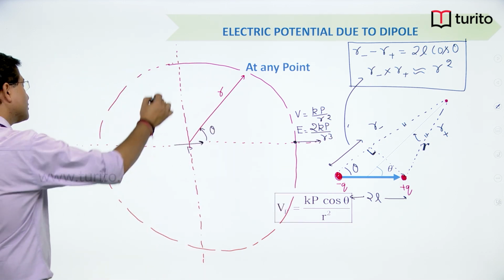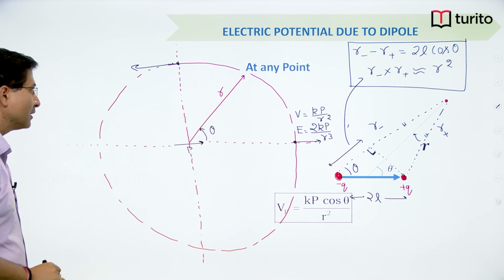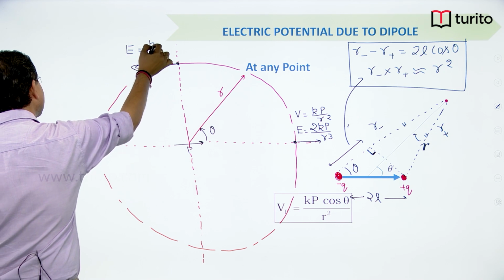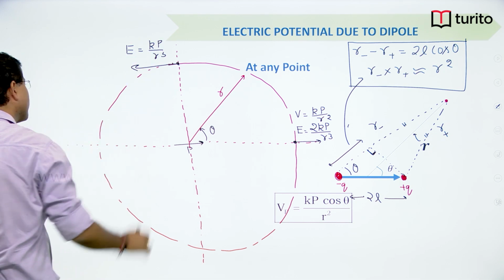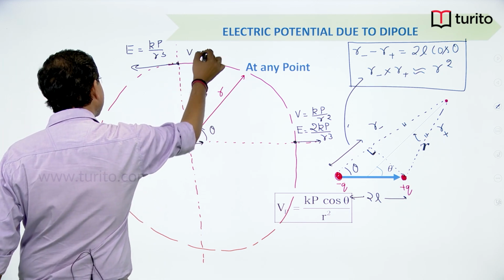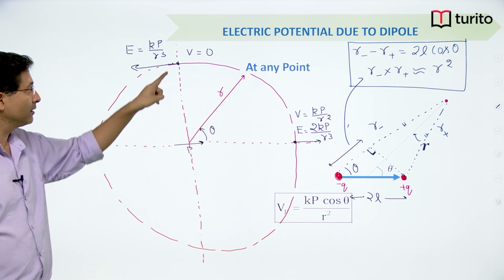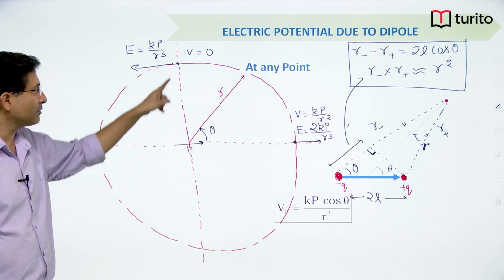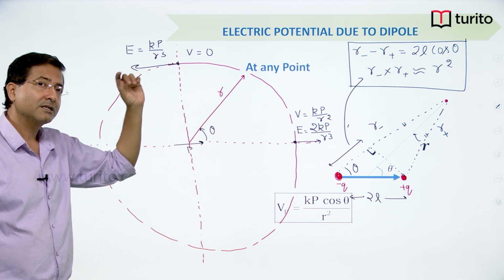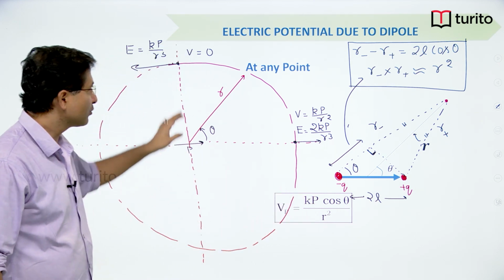Now when you are at this particular point, we have seen that the field is opposite to the dipole moment. The value of field here is kp divided by r cube, and the value of potential at this point is 0, because when you substitute theta is equal to 90 degree, this quantity will become 0. And obviously it has to be, because from here this separation is the same as this separation. One is negative charge, it will produce negative potential here, and positive charge will produce the same amount of positive potential, and they will get cancelled out, and you will get 0 potential at that particular point, right. So potential here is 0.